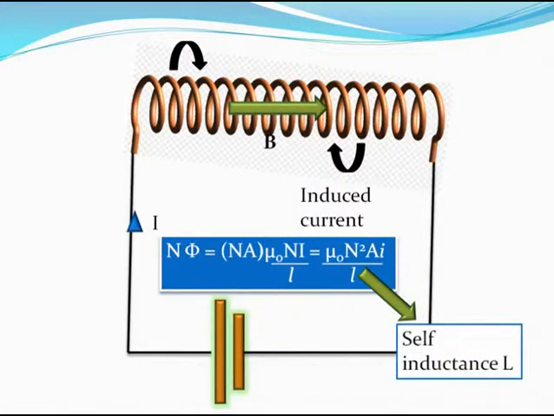Mu naught N square A I by L basically tells us the value of the net flux passing through the solenoid. Now this term, mu naught N square A by L, is often referred to as the self-inductance L. So you should remember that the self-inductance of a solenoid is mu naught N square A by L.